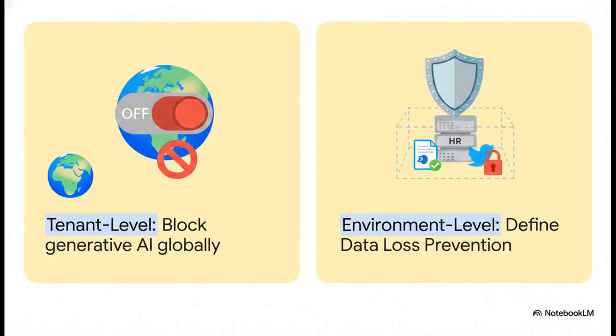Let me break that down to make it super clear. At the top, tenant level, an admin can literally flip a global switch that blocks all generative AI usage across the entire company, or stops random employees from spinning up free trials. But the real superpower is at the environment level, using data loss prevention or DLP policies. IT can set a hard rule that says, okay, in the HR environment, this agent can connect to SharePoint to read policies, but it is strictly blocked from ever using the HTTP or Twitter connectors. That ensures your sensitive data never ever leaks out into the wild.